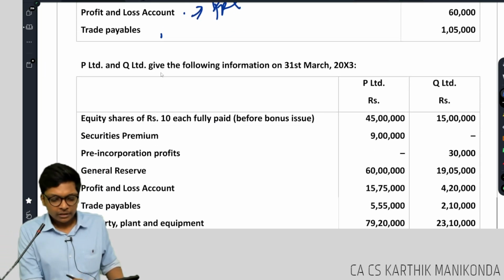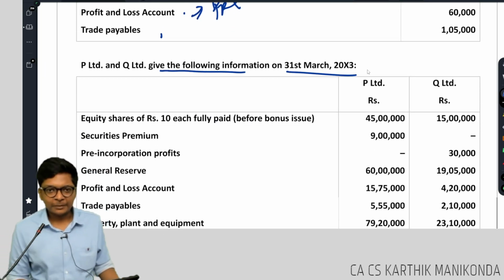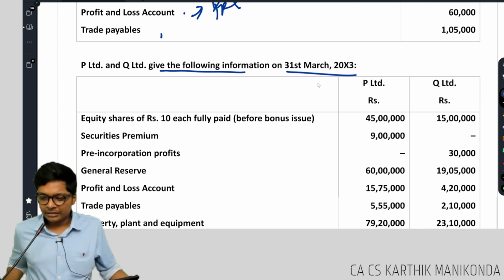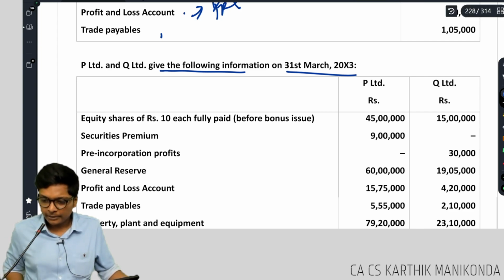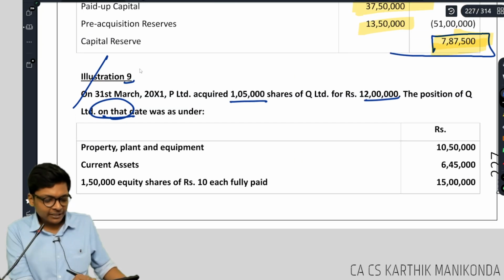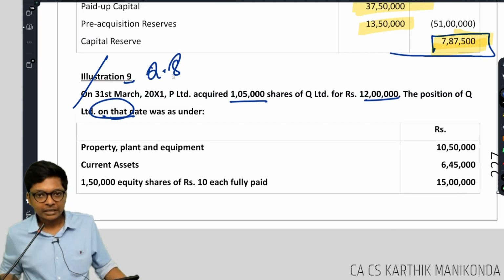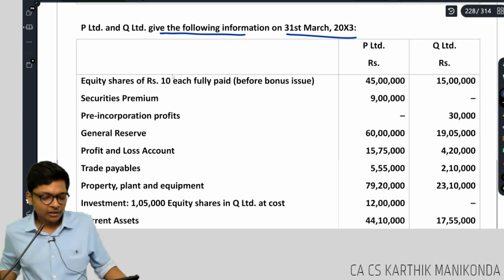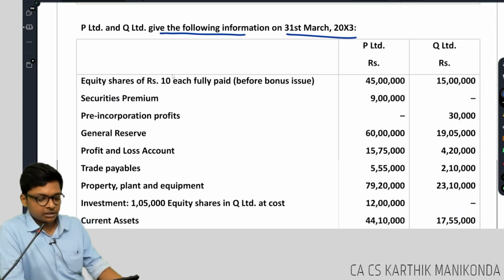Next, the following information for 31st March. This is the current year date of consolidation. Yes, online, page number you find it, search and find. Next, P and Q, the following information for 31st March. Illustration 9 for you guys, question number 8. That's it. Okay.